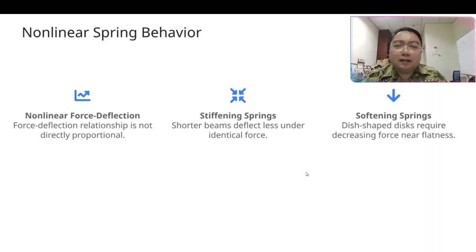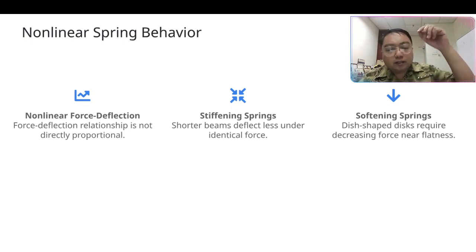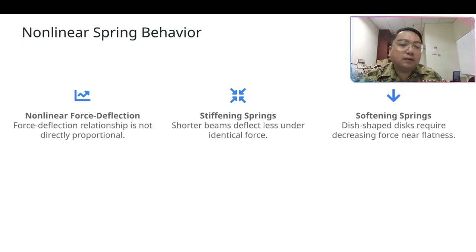Nonlinear spring behavior: force and deflection are not directly proportional. Regarding stiffness of a spring, shorter beams deflect less under identical force, and softening springs require decreasing force near flatness. Normally, when you put a load on the spring it goes down, and when you release the load it comes back to its original position. But sometimes, if you put excessive load, it will go up and down, not normally. This is nonlinear behavior.